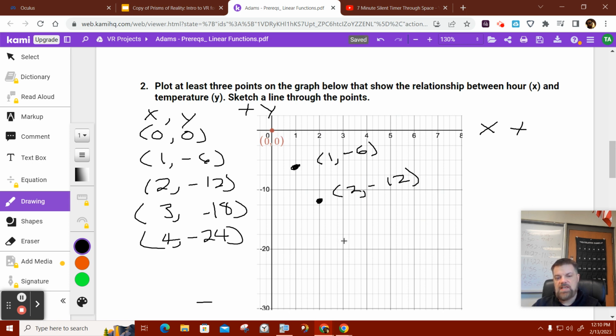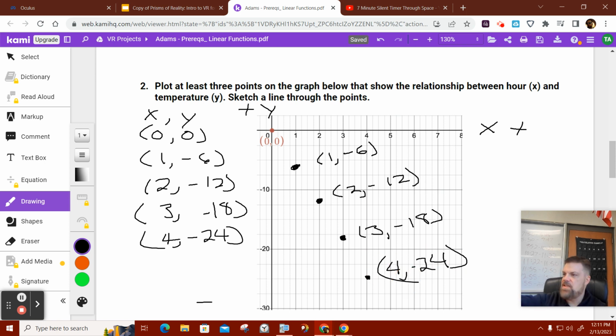3, negative 18. Hey, what do you notice about all these dots that Mr. Adams is plotting? Yeah, they're making a straight line. So 4, negative 24 would be about right here. What do you guys think of that? I'll give you a second to finish writing that down.